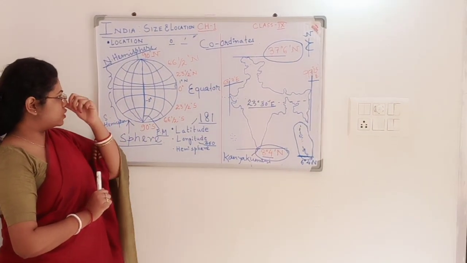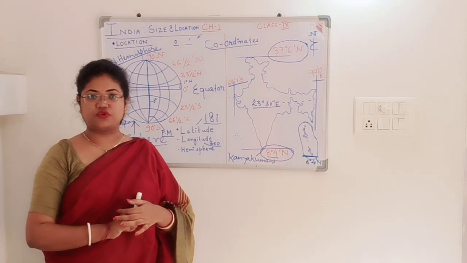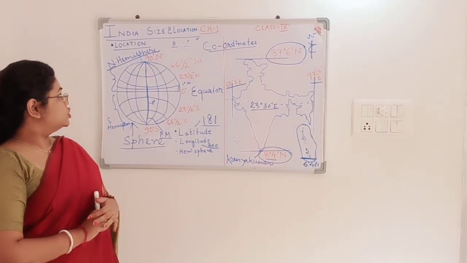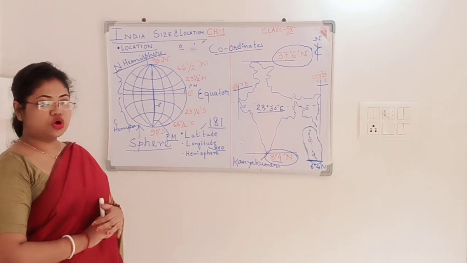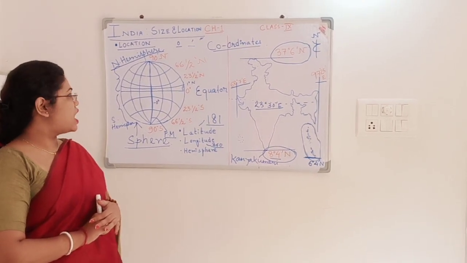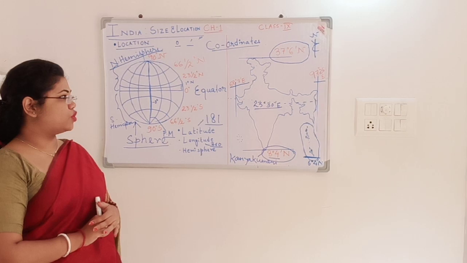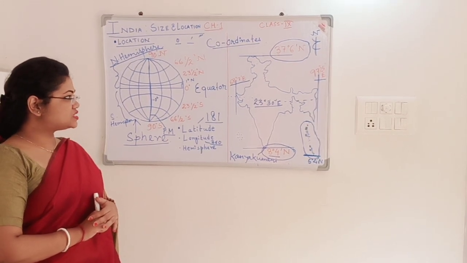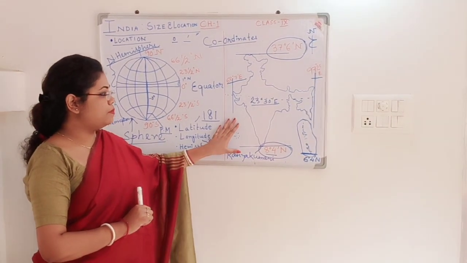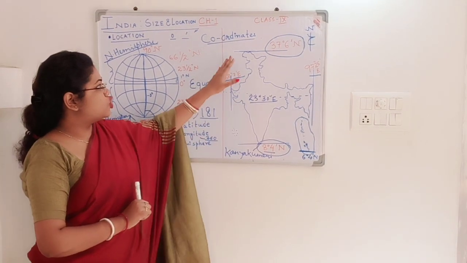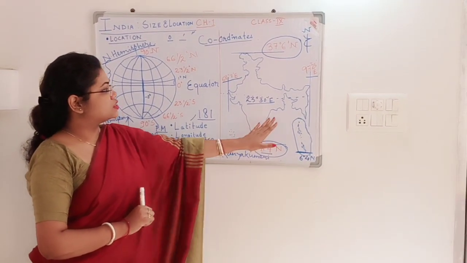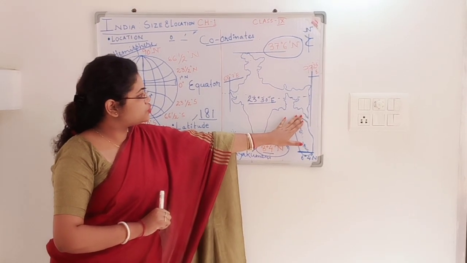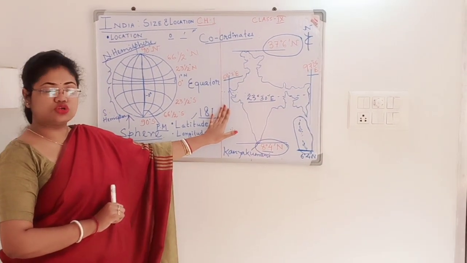And now you are going to do a home assignment. You will draw all the major latitudes of the world in your copy and mark the names of them, and side by side you will try to prepare a map where you will mark the northernmost latitude of India, the southernmost latitude of India, the easternmost longitude of India, and the westernmost longitude of India.